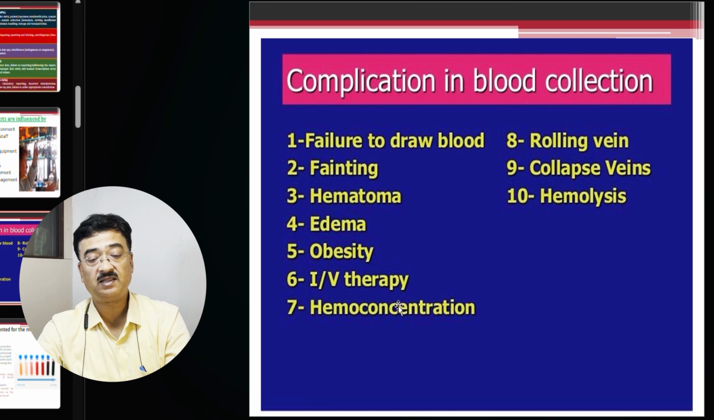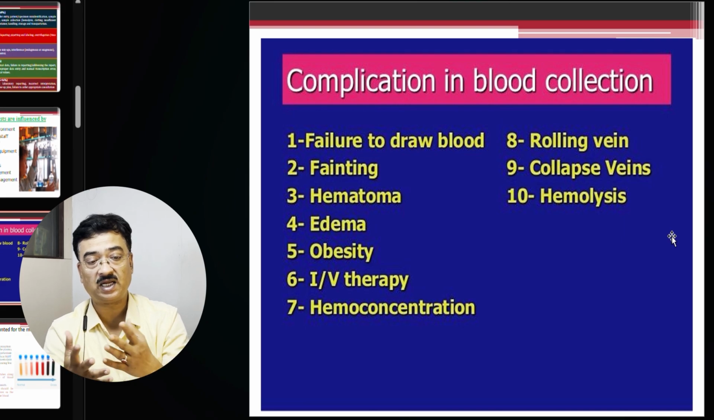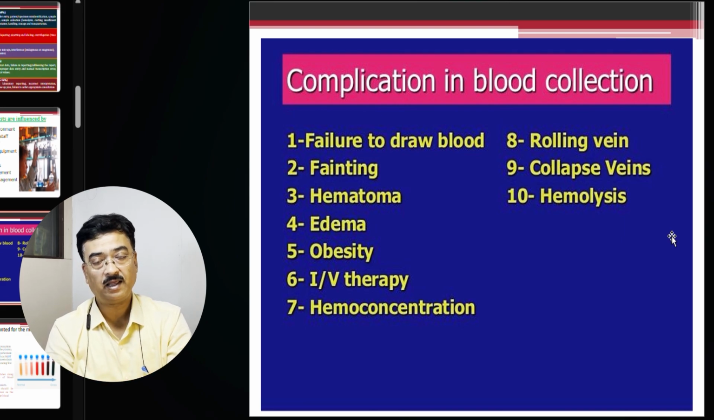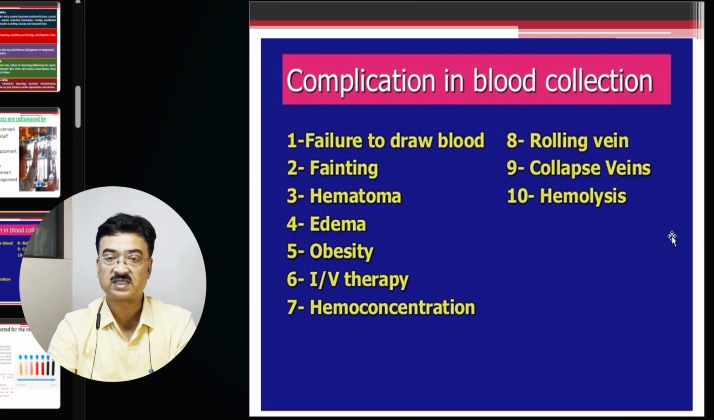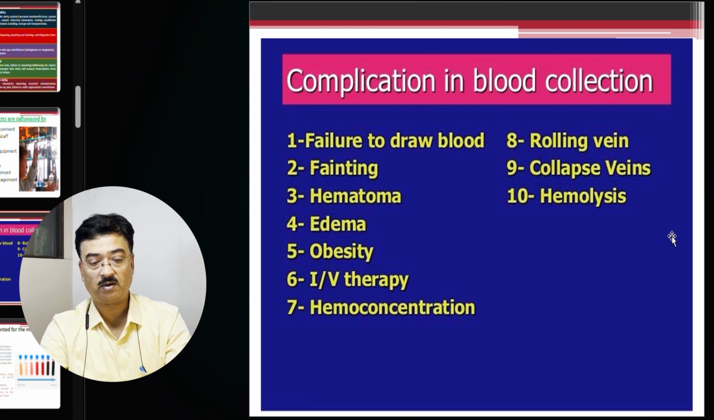When IV line therapy is going on, you always have a chance of contamination. Sometimes the patient is so dehydrated that the hemoconcentration may lead to problems. Sometimes in old age, you will find rolling veins, very hard rolling veins, which collapse or slip out. And lastly, faulty blood collection technique can lead to hemolysis, the rupture of RBCs that turns the serum red, and therefore lots of interference can happen. So even a simple blood collection can lead to hell-like complications.